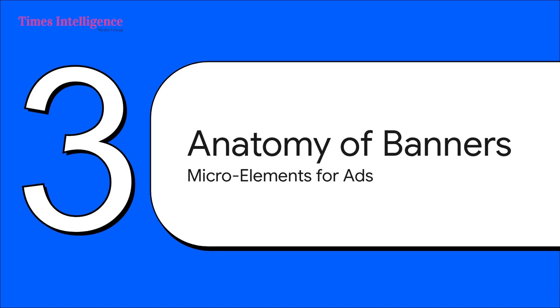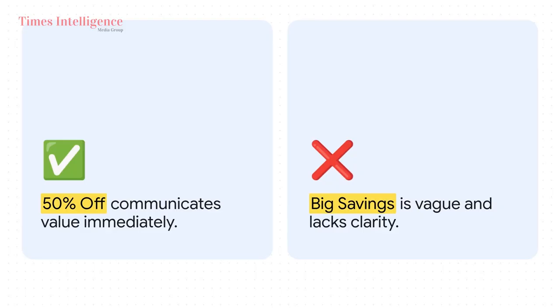Okay, let's dive into this. Section 3, Anatomy of Effective Banners, where we break down the micro elements of an ad. Now, clear discount presentation is critical. In a rushed environment, a specific number, like 50% off, is processed by the human brain in literally a split second. It communicates value immediately. On the flip side, a vague phrase like big savings lacks clarity. It forces the customer to think and guess. And when time is short, you absolutely cannot afford to make your customer guess what the deal actually is.